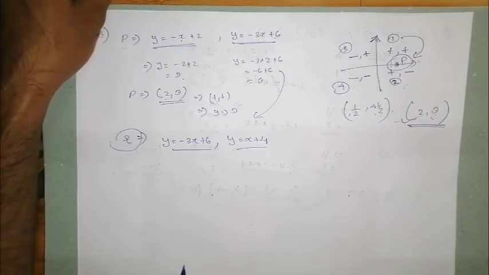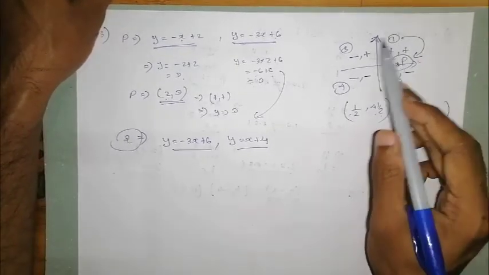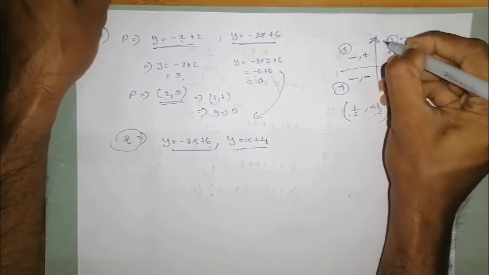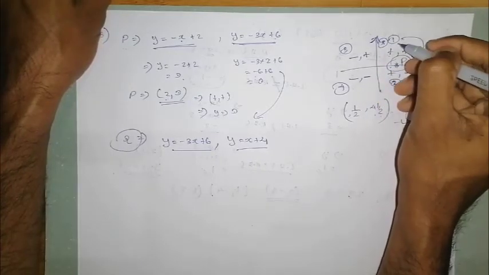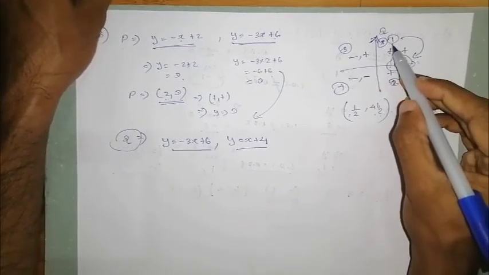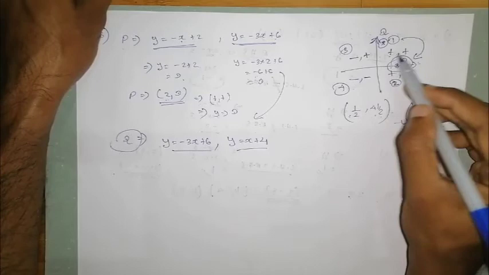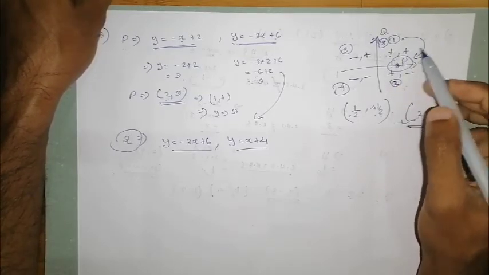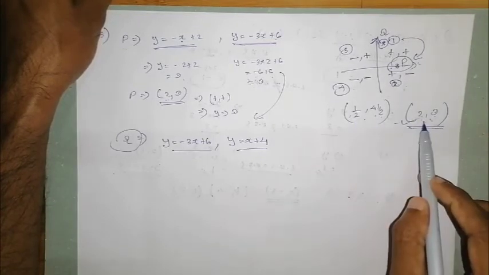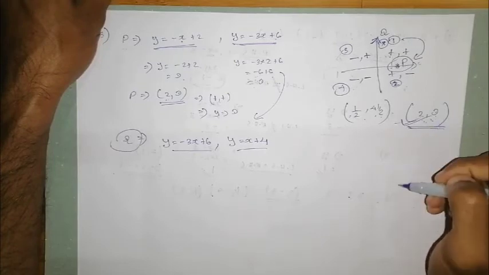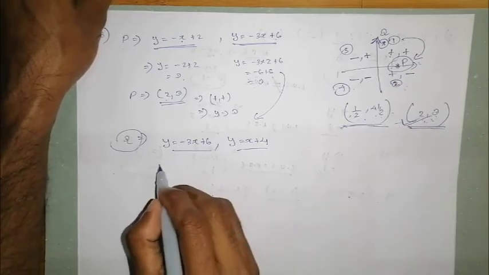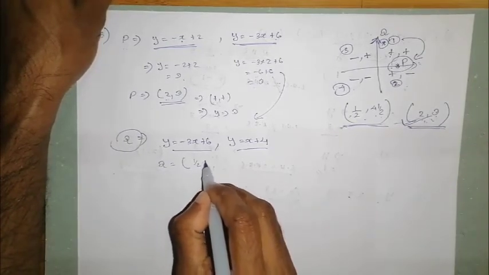Okay, so where is the point Q situated? Q is in the area of 1. So Q is like here. In area 1, both the coordinates are positive. If we check the coordinates, we have only 2 pairs which are positive. One of the pair is done, we take it, so the rest is half, 4.5. So the coordinates of Q is half, comma 4.5.